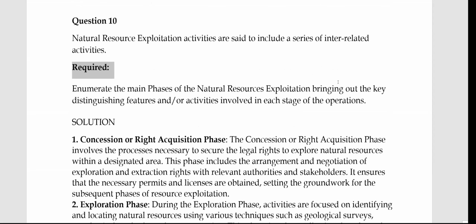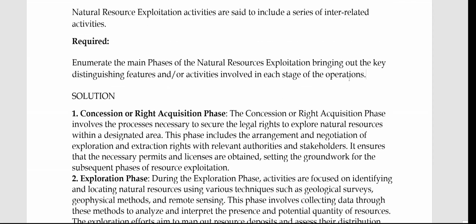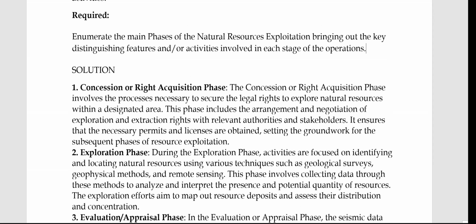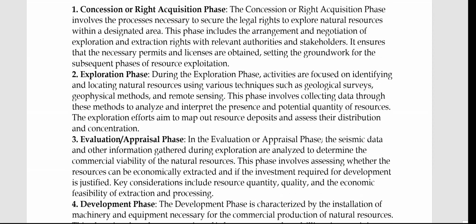So this question is a typical question that can come straight for 10 marks, right? Enumerate the main phases of natural resource exploitation, bringing out the key distinguishing features and or activities involved in each stage of the operations. Now you can go to the exam and get a question like this, where you have to list all the activities and explain them. Or they can just ask you about just one part. Do you understand?